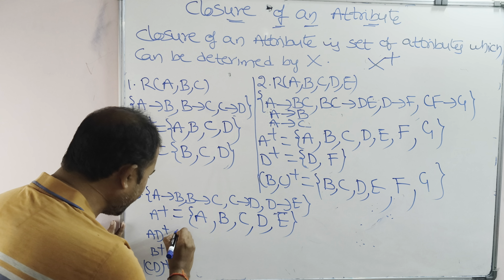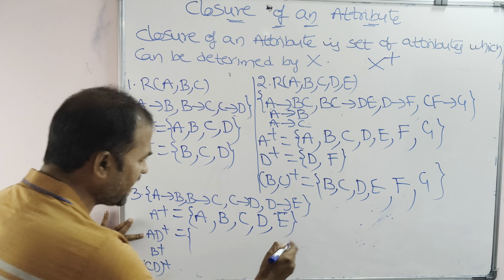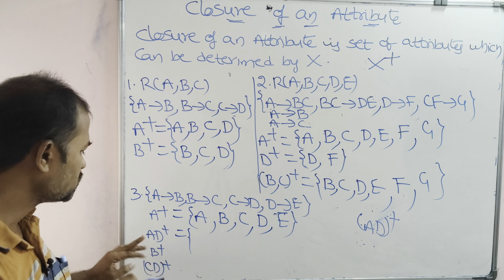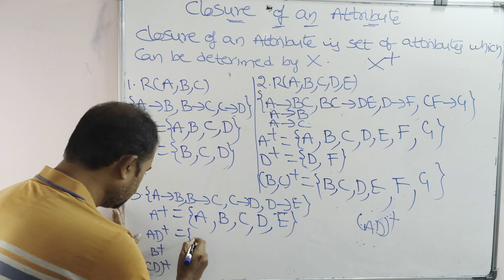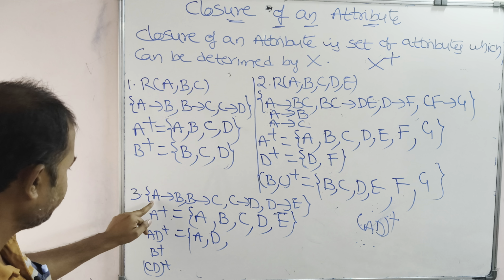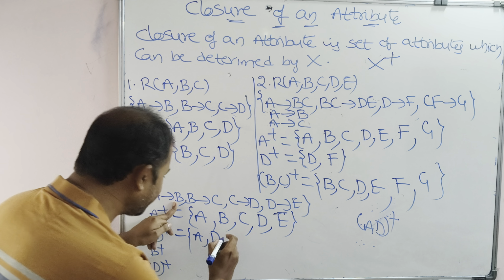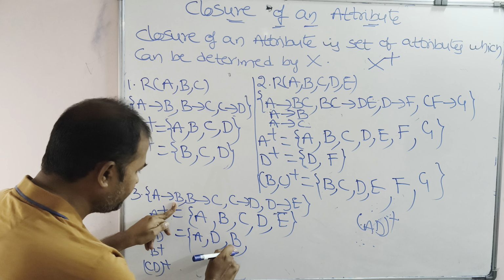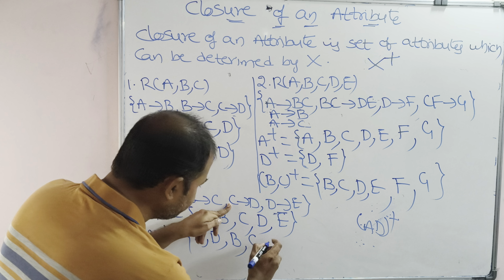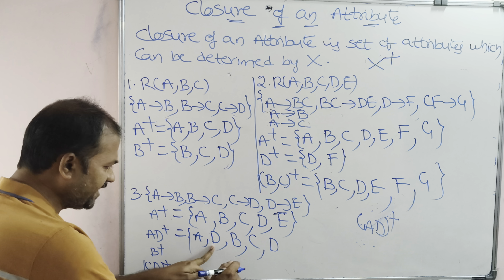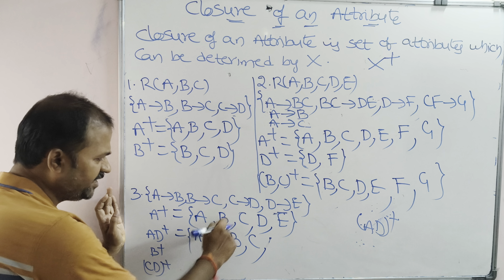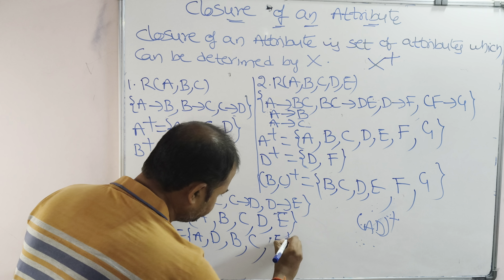Next, let us find AD plus. We can write this like this also. Both have the same meaning. So the closure of AD. First the self attributes A, D. Next A, here we have A. A can determine B. Here we have B. B can determine C. Here we have C. C can determine D. Already we have D. There is no need to write D one more time. Here we have D. D can determine E.